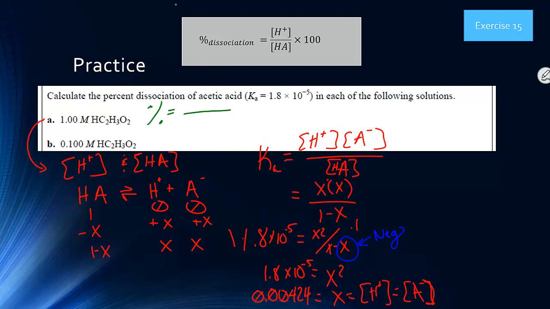Percent dissociation is going to be the concentration of the hydrogen ion over the concentration of the acid times 100. 0.00424 divided by 1 molar times 100 gives us that this is 0.424% dissociated.